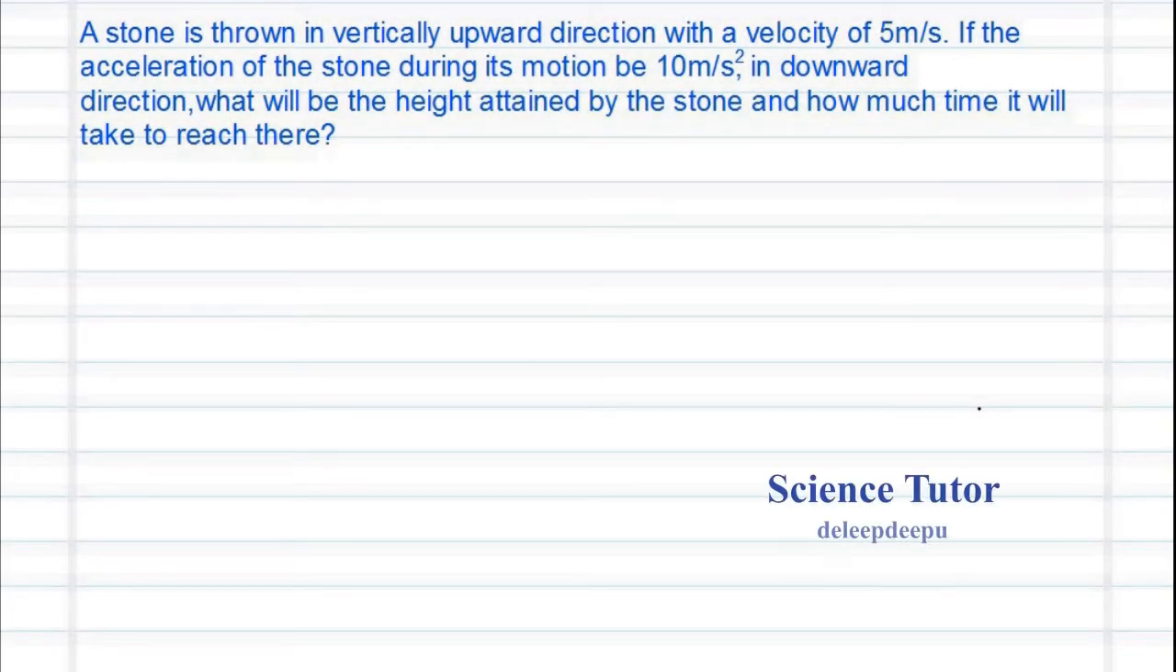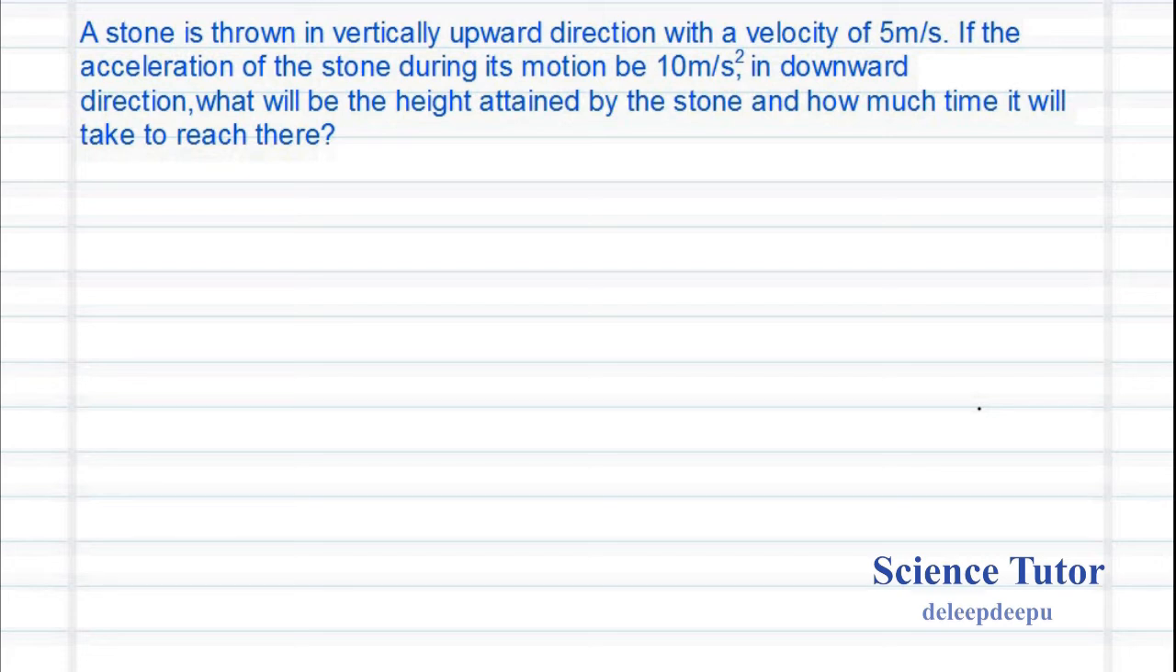A stone is thrown in vertically upward direction with a velocity of 5 meters per second. If the acceleration of the stone during its motion be 10 meters per second square in downward direction, what will be the height attained by the stone and how much time it will take to reach there? Here you can see a graphical representation of that movement. Here the initial velocity is 5 meters per second, and when it reaches the top, its velocity becomes 0.